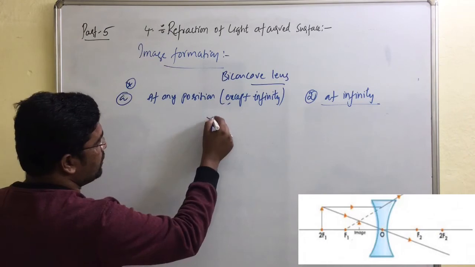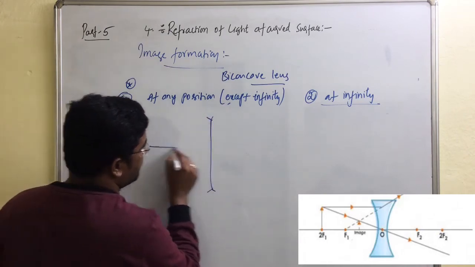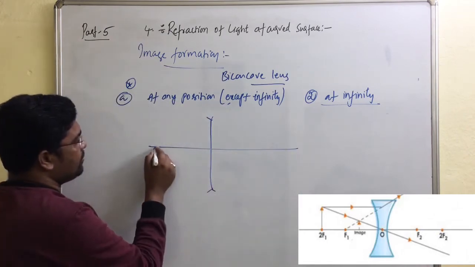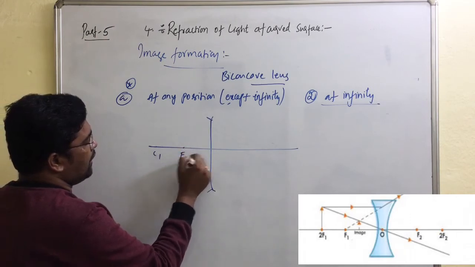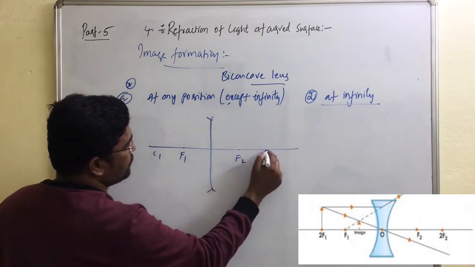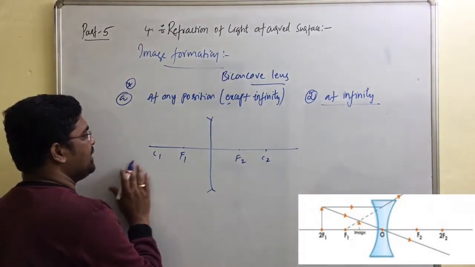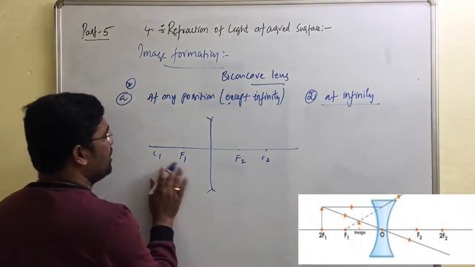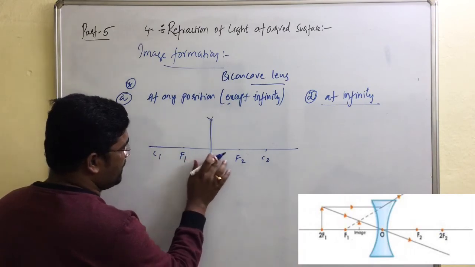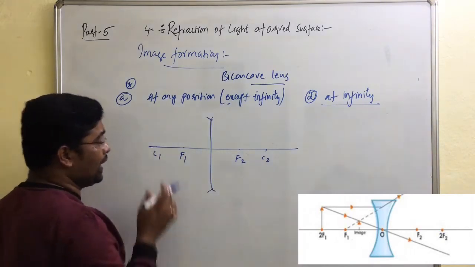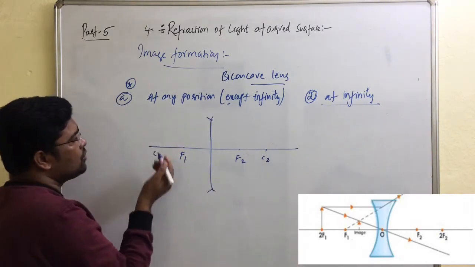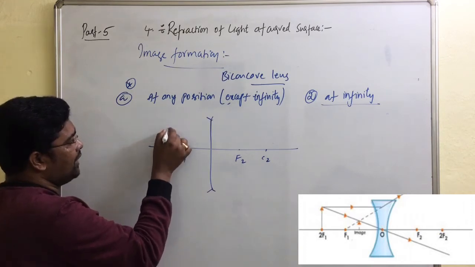Let us try to draw. So this is our biconcave lens. We represent, when we draw a ray diagram, C1, F1, F2, C2. Object at any position, wherever you keep it, beyond C or at F, between C1 and F, or between optic center and F, wherever you want to keep you can. Okay, let us see where we get the image. So I will consider the object is between C1 and F1.